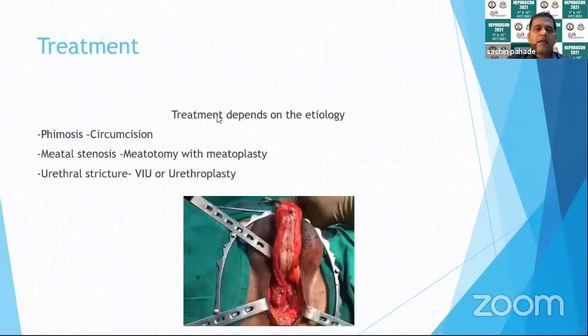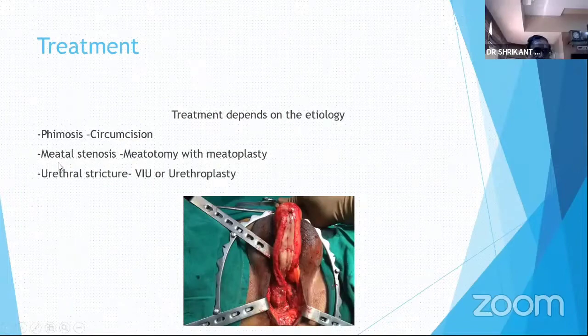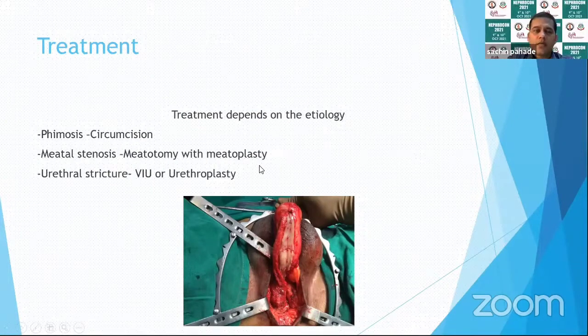So after we have made the diagnosis, what treatment would we offer to the patient? So externally, there is phimosis. Phimosis, the treatment would be circumcision. If there is meatal stenosis, treatment would be meatotomy with a meatoplasty. Urethral stricture, either you can do an internal urethrotomy. This is an endoscopic treatment wherein we cut the stricture from inside, or a urethroplasty.